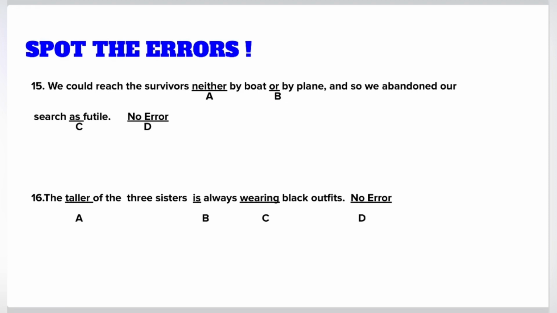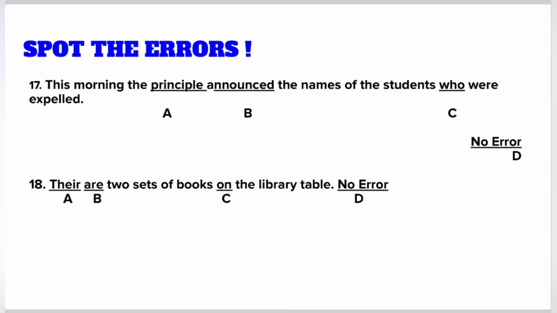Number 16. The taller of the three sisters is always wearing black outfits. There you go. The answer is A. It should have read the tallest of the three sisters. Number 17. This morning, the principal announced the names of the students who were expelled. Correct. The answer is A. The principal that we're looking for is spelled P-R-I-N-C-I-P-A-L, not the one that is there.